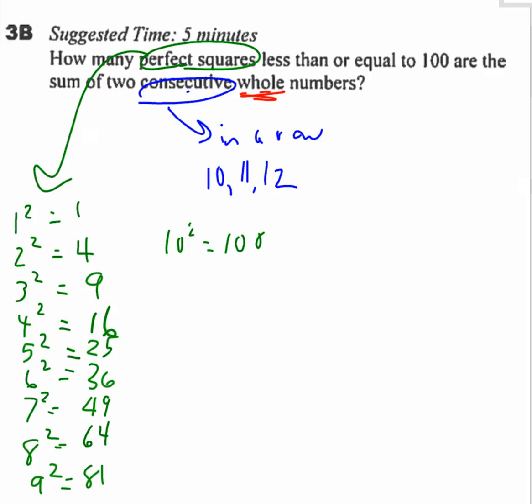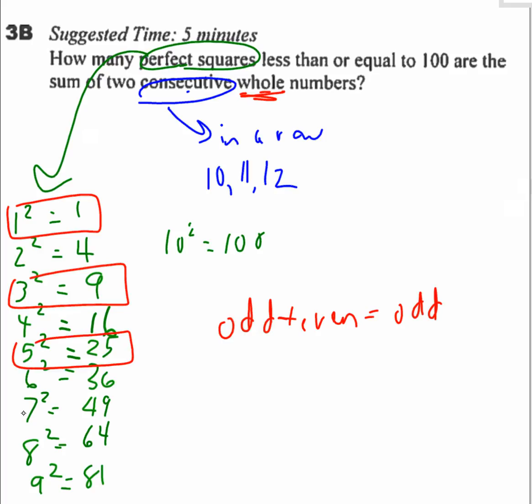Now a couple of you, when I was marking your work, noticed that to get the sum of two numbers that are consecutive, that are in a row, so like 8 and 9 or 11 and 12, you're always adding an odd plus an even. And when you add an odd plus an even, you will always get an odd number. So some of you right away noticed that your answer had to be odd. So then we look at just these odd ones, and we ask, can they be written as the sum of two consecutive whole numbers?